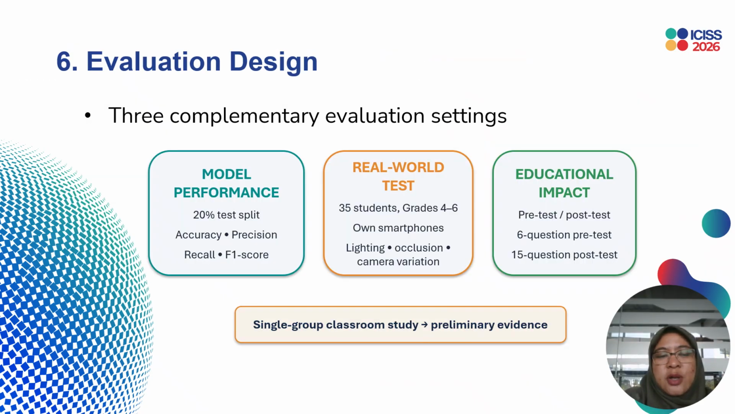We evaluate the system from three perspectives. First is model performance, using a 20% test split and metrics including accuracy, precision, recall, and F1 score. Second is the real-world test involving 35 students from grade 4 to 6 using their own smartphones. These tests consider practical conditions such as different lighting, occlusion, and camera variation. Third is educational impact measured using a pre-test and post-test. The pre-test contains 6 questions while the post-test contains 15 questions. This is a preliminary single-group classroom study.